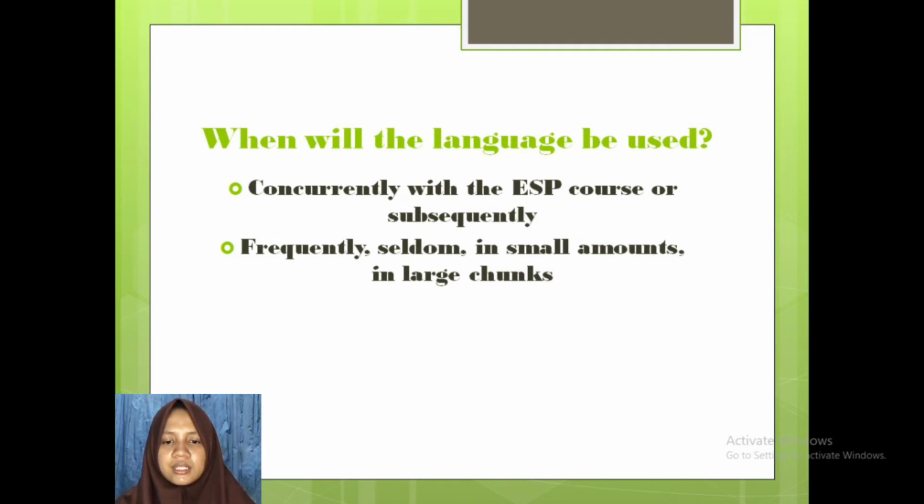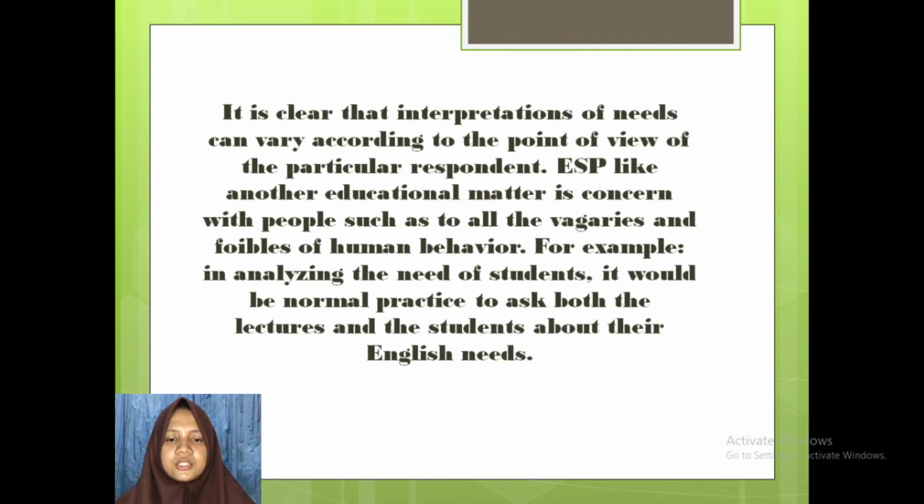It is clear that interpretation of needs can vary according to the point of view of the particular respondent. ESP, like any other educational matter, is concerned with people, and so with all the vagaries and foibles of human behavior. For example, in analyzing the needs of students, it would be normal practice to ask both the lecturers and the students about their English language needs.